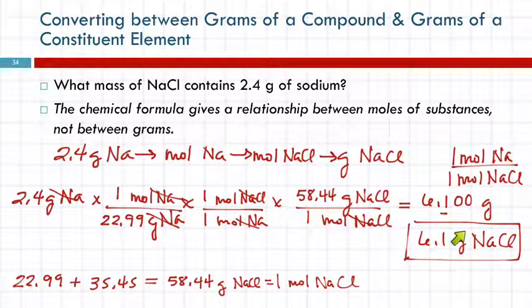We can't just look at the formula and predict how much sodium is in there, because they don't weigh the same amount. If they had the same mass, then it would be half, right? But they don't have the same mass, and so we need to do a calculation. Any questions?